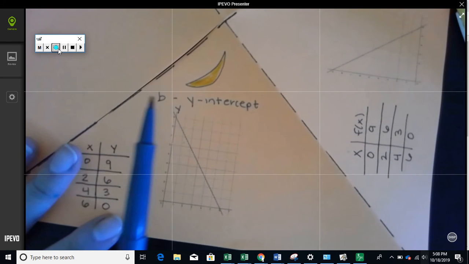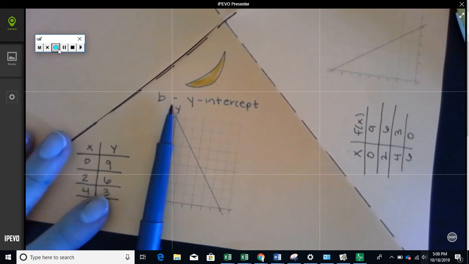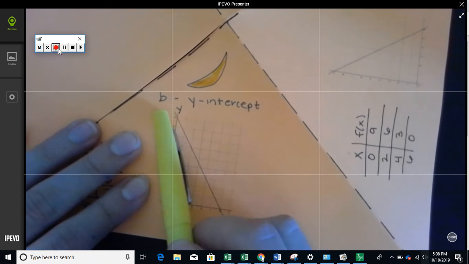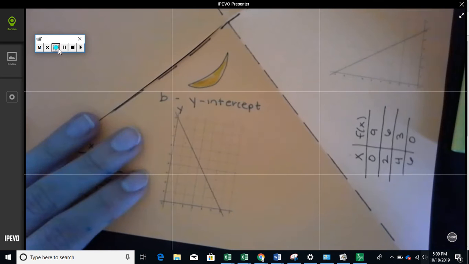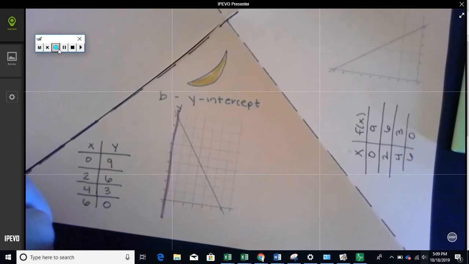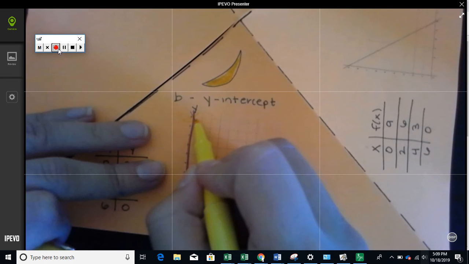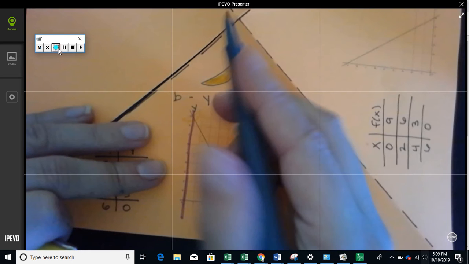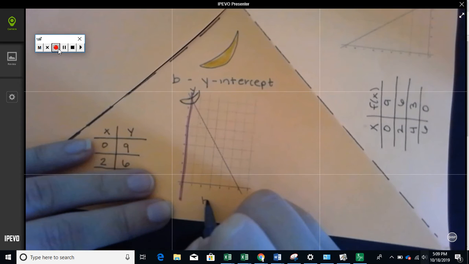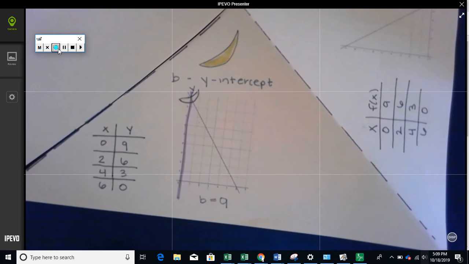Okay, it's not the first point, it's not the second point. Even if your graph went all the way over there, that's not what it is. It's on the Y-axis. So here's the graph, crosses the Y-axis. What I'm going to do is I'm going to make the Y-axis purple, just so if you're confused, that's the Y-axis. This is the graph. And where they cross is right there. So I'm going to put a banana right there, which is kind of hard to see, so I'm going to draw like this, and it's at 9. Okay, so my B, my Y-intercept equals 9.